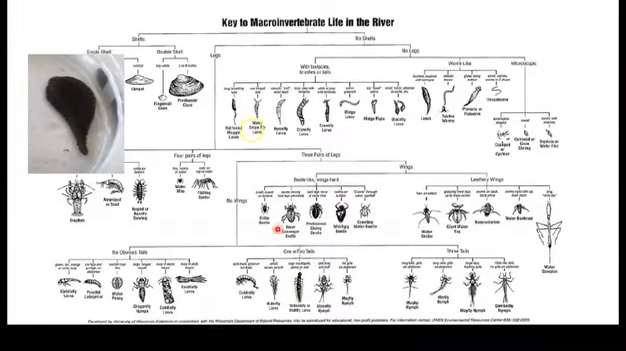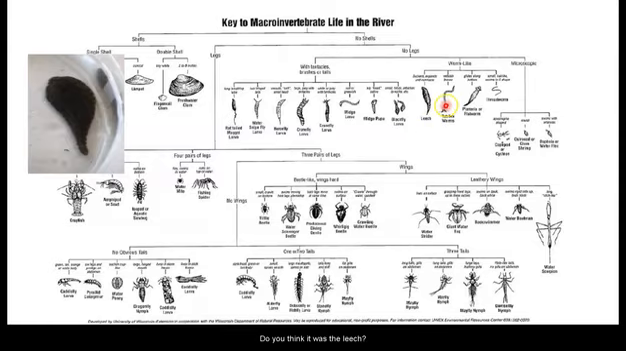Our next critter, we start back up at the top, shells or no shells? No shells. Legs or no legs? I don't see any legs on this one. Does it have tentacles, brushes, or tails? Or is it worm-like? I don't see any tentacles or tails. I think it's worm-like. Now take a look in this section here and see if you can find the best match.